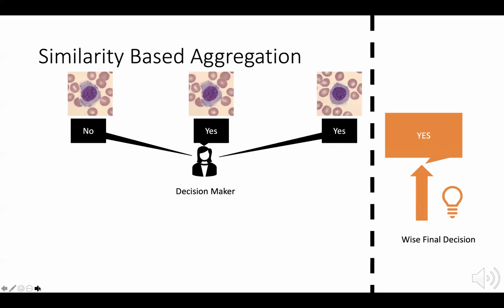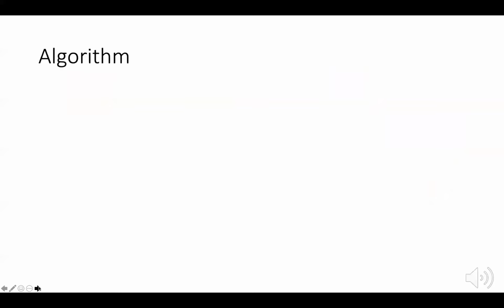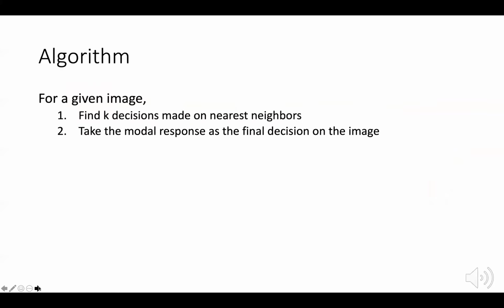So in similarity-based aggregation, we've got these two decisions on the same cell. If these two decisions are consistent, then the third decision won't be able to change it. But suppose these two decisions were inconsistent, different from each other, then looking at a similar image from the unsupervised representation might flip it around. So once again, we look at the k decisions on nearest neighbors and take the modal response as the final decision. We consider k equal to 3 and k equal to 7.